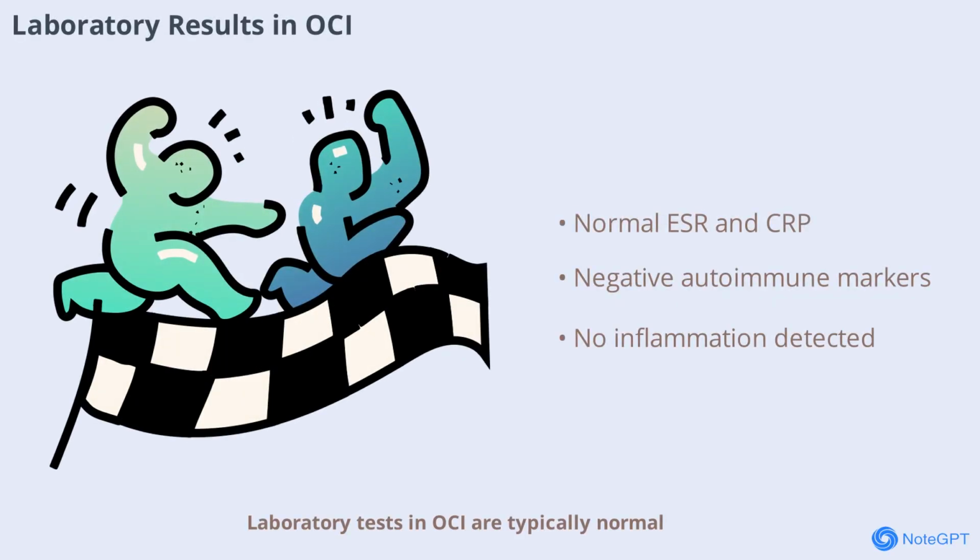Laboratory tests in OCI are typically normal. Inflammatory markers such as ESR and C-reactive protein, CRP, are not elevated, and autoimmune markers like rheumatoid factor and HLA-B27 are negative. This normal lab profile helps distinguish OCI from inflammatory arthritis, which often presents with abnormal laboratory findings. In our case, all blood investigations were within normal limits, supporting the diagnosis of a non-inflammatory, self-limiting disorder.